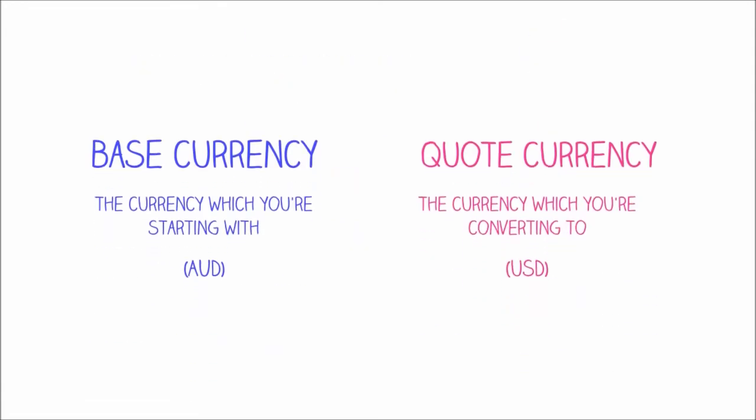Well, firstly, you have to identify the base currency and the quote currency. The base currency is the currency which you have or the one which you're starting with. In this case, this is Australian dollars. The quote currency is the one which you want to convert into. In this case, this is US dollars.